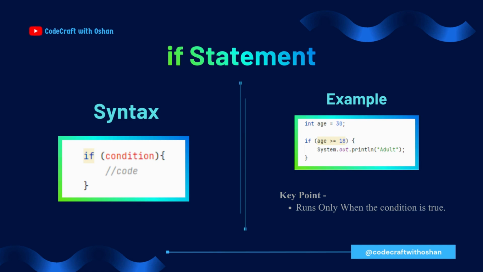The code inside the curly brackets only runs when the condition is true. If it is not raining, nothing happens. The program just moves on. That's the key point of the if statement. So remember it. It only runs when the condition is true. Let me show you this in code so you can see exactly how it works live.